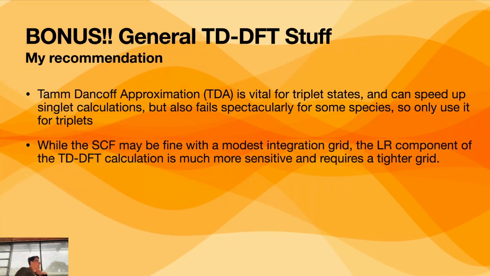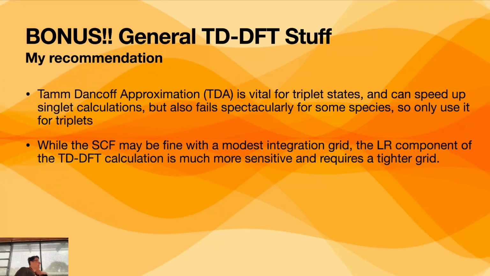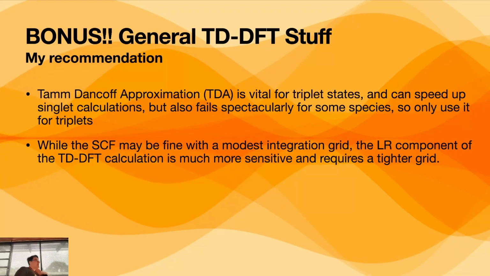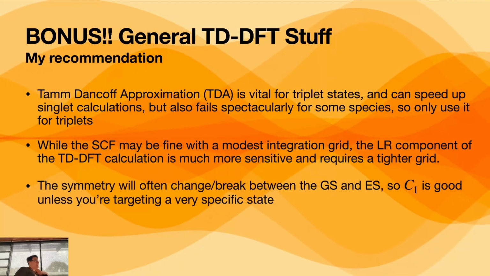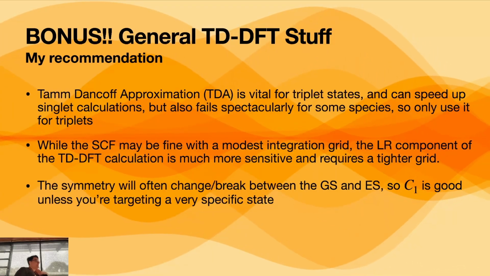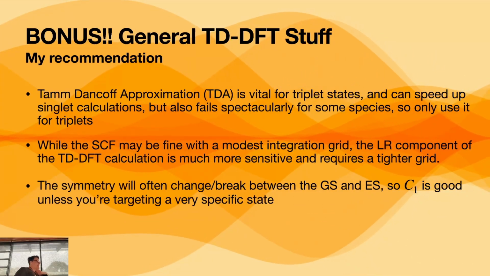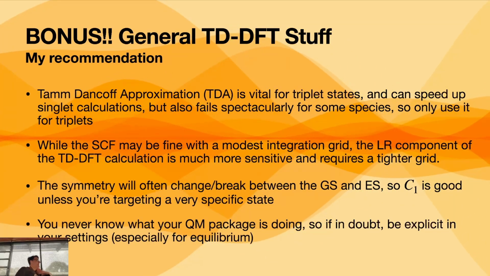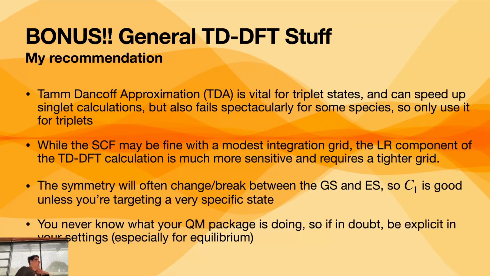You usually need pretty tight grids because the TD-DFT calculation itself can be quite sensitive to that. And symmetry is a bad idea unless you know that your excited state has a particular symmetry, because the excitation tends to break your symmetry between the ground and excited states. You never know what your QM package is doing, so if in doubt, be explicit in your settings, especially for equilibrium.